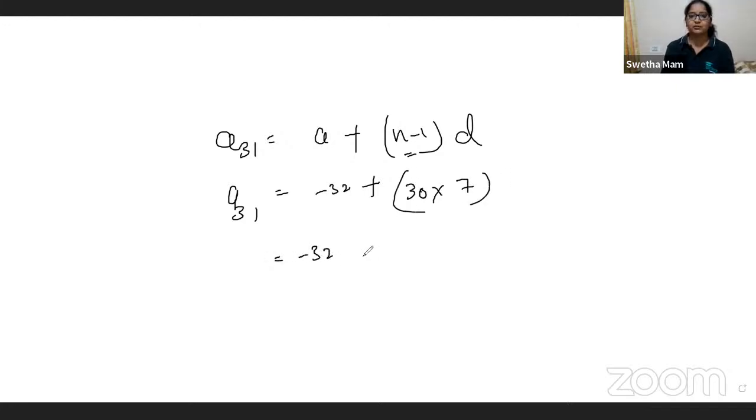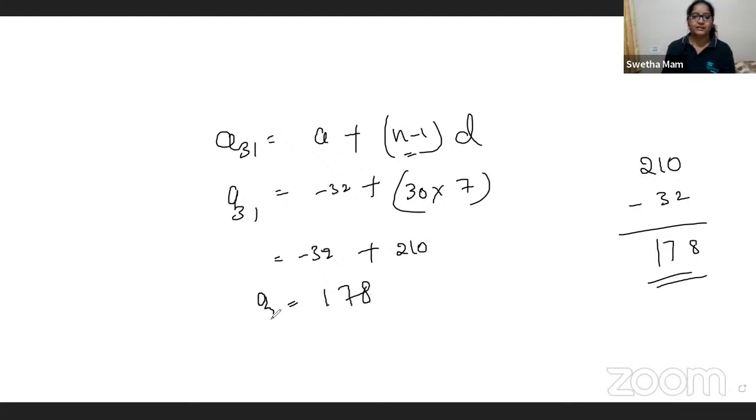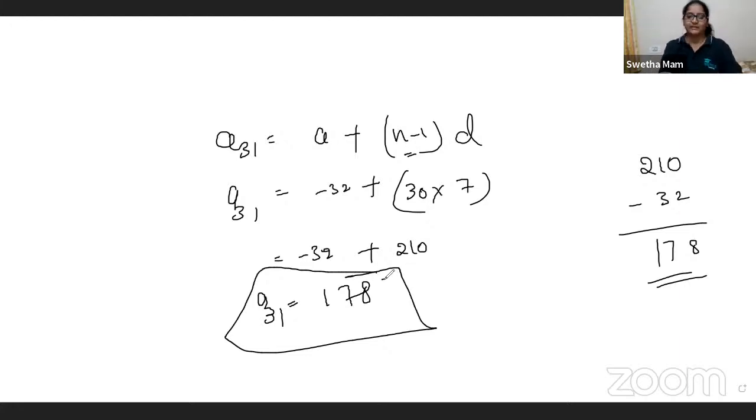Write minus 32 plus 30 into 7. 7 threes is 21, so that is 210. Minus 32 plus 210 is equal to 178. So A31, the 31st term, is 178. So this is your answer.